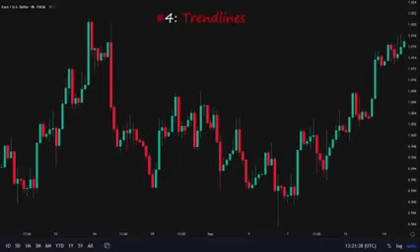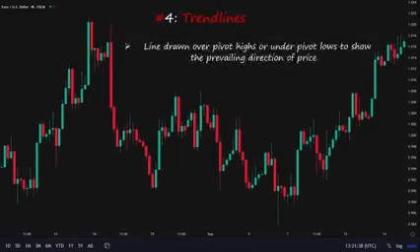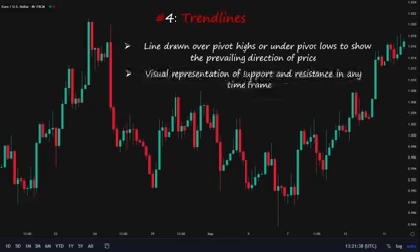Trendline is the fourth item that frequently acts as an inducement. The trendline is a line drawn over pivot highs or under pivot lows to show the prevailing direction of price. Trendlines are a visual representation of support and resistance in any time frame. Most retail traders consider trendlines as their possible entry points and get induced into the market when price breaks or reaches the current trendline of the market.